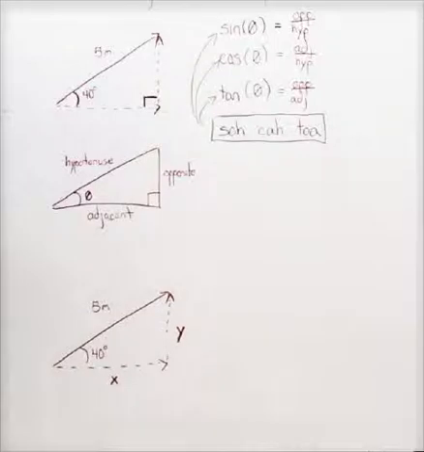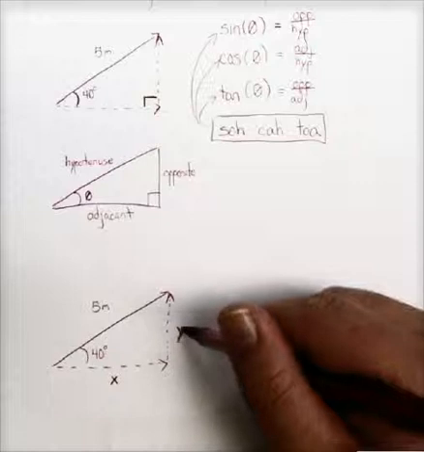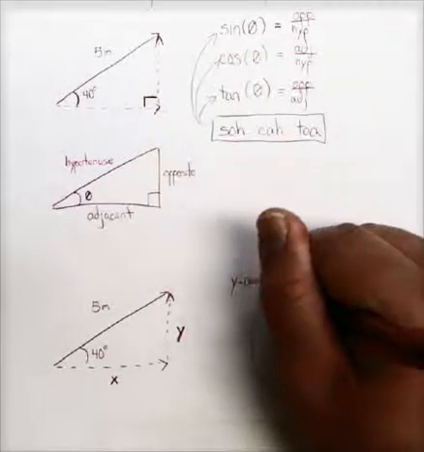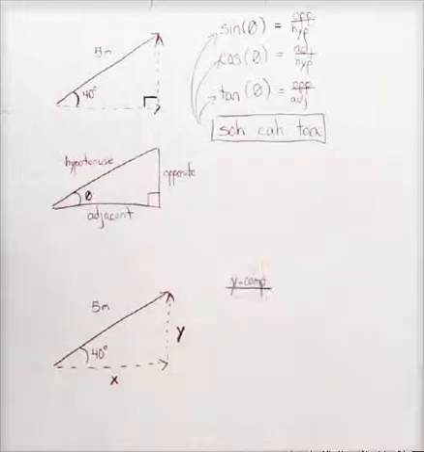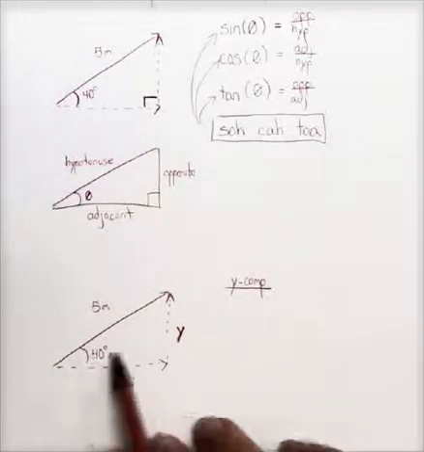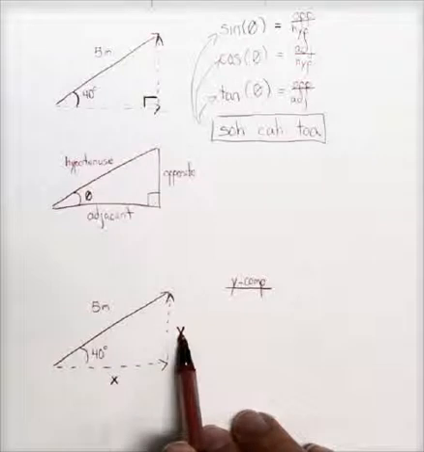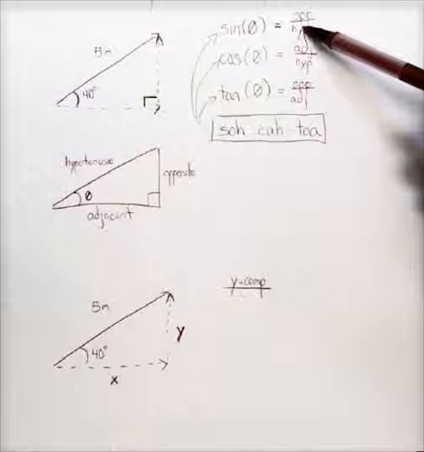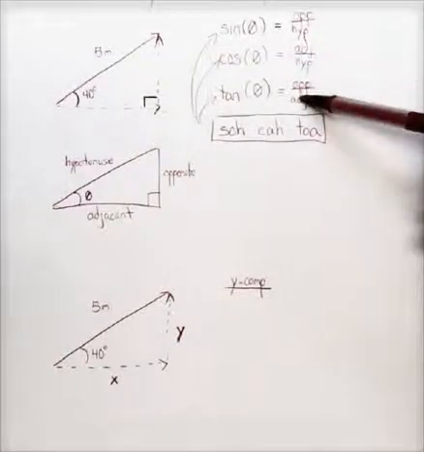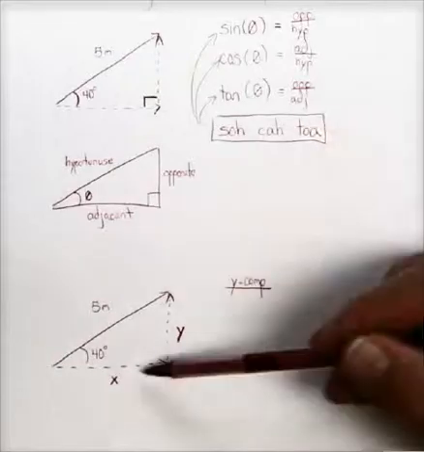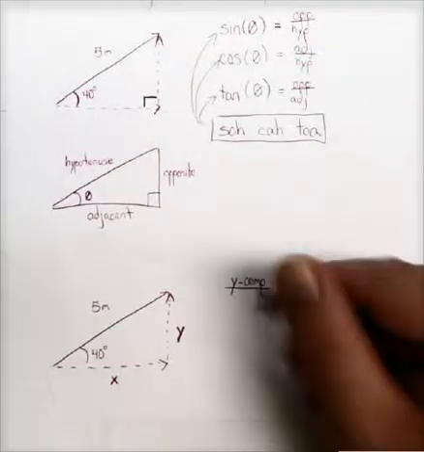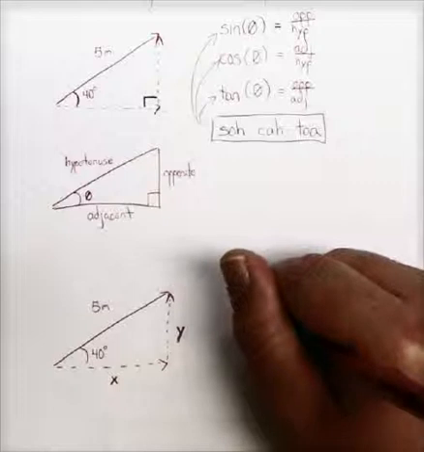So now let's work on trying to find one of these, and let's start by finding the y component. I'm going to make a note to myself that I'm finding the y component right here. Notice that the y component is opposite of the angle, so I want to look through my functions and find which ones have the opposite in them. Sine does, tangent does. I don't know the length of the adjacent side, but I do know the length of the hypotenuse. So to find this y component, I'm going to use the sine function.